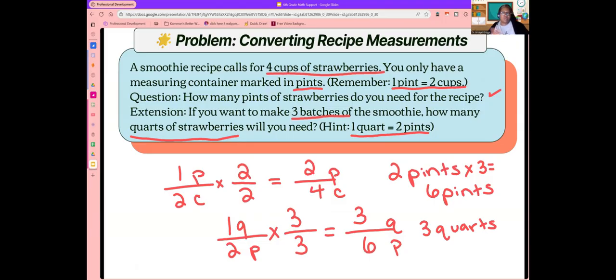So this is a quick version of looking at converting equivalent ratios so that we can figure out a missing component of the other ratio. I hope this was helpful and that it made sense.